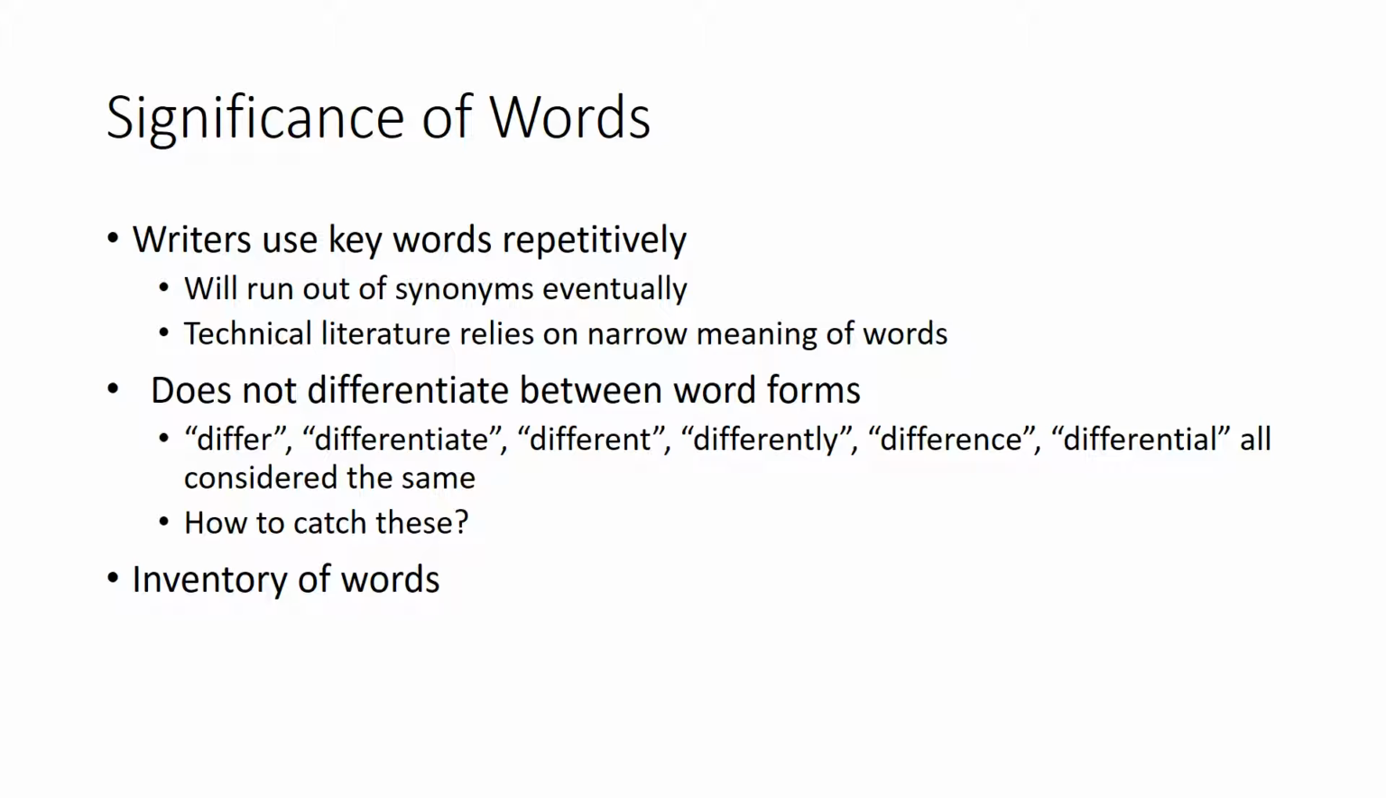Now, Luhn made a very good argument. If a writer is trying to use synonyms when talking about a point, they'll run out. The other issue is that in technical literature, you have to use very precise jargon. It's not a good idea for an author to try and be verbose and flowery with their writing when they have the same meaning. Instead, the word will come up again and again.